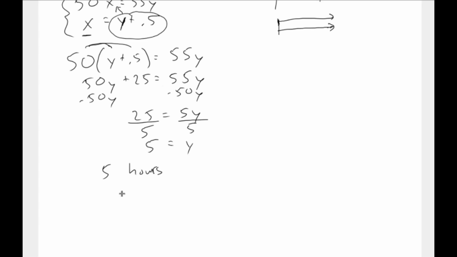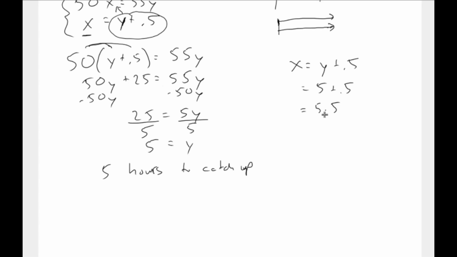The follow-up there was how far have they each traveled to catch up. How far have they each traveled? Well, I might do this in two different ways. I might say if Eric has been traveling for 5 hours, that means Bill has been traveling for 5 plus 0.5. X equals y plus 0.5. That's this equation right there. So I get 5 plus 0.5, or 5.5 hours.